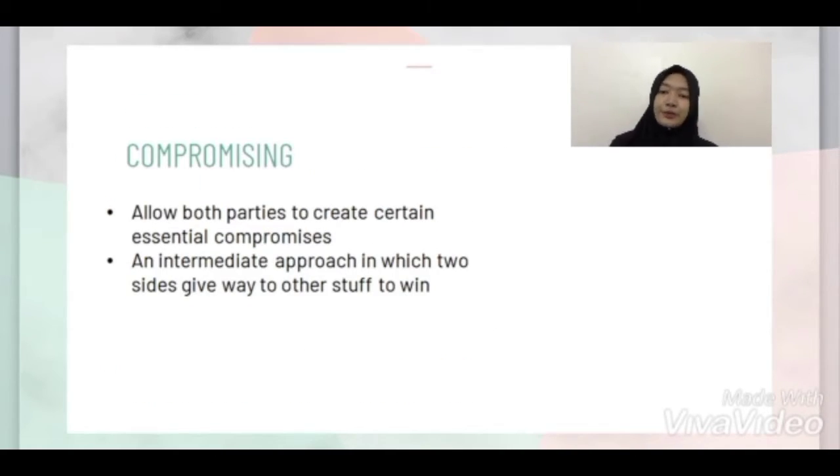And lastly is compromising. When approaching conflict with the compromising style, we allow both parties to make certain essential compromises in which neither side gets exactly what they really want. This style is referred to as an intermediate approach, in which two sides give way on some things to win, where both sides have significant rights, usually without the pressure of time. In fact, both parties tend to reach a temporary solution that completely satisfies neither party, in which no suggestion or idea offered by either side is approved most of the time, but another suggestion rises.